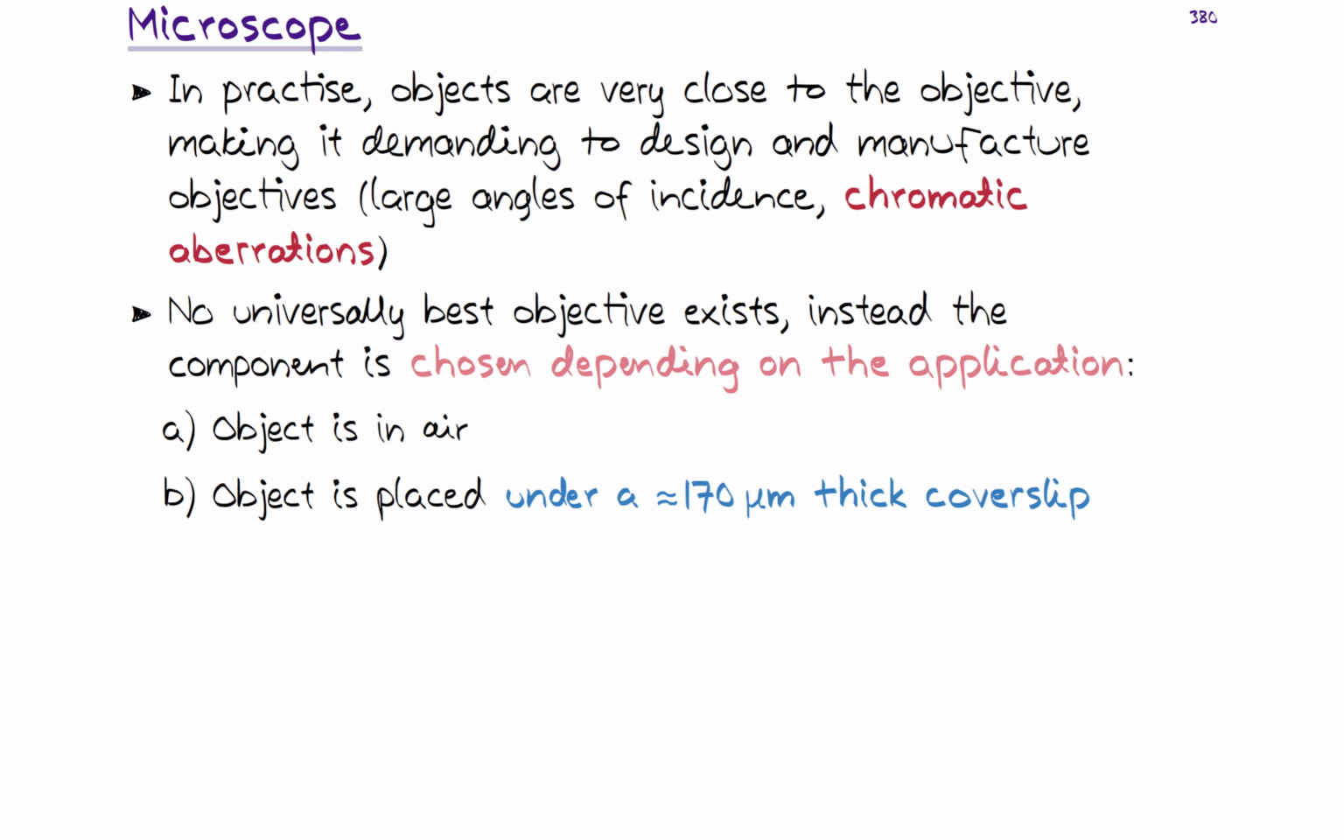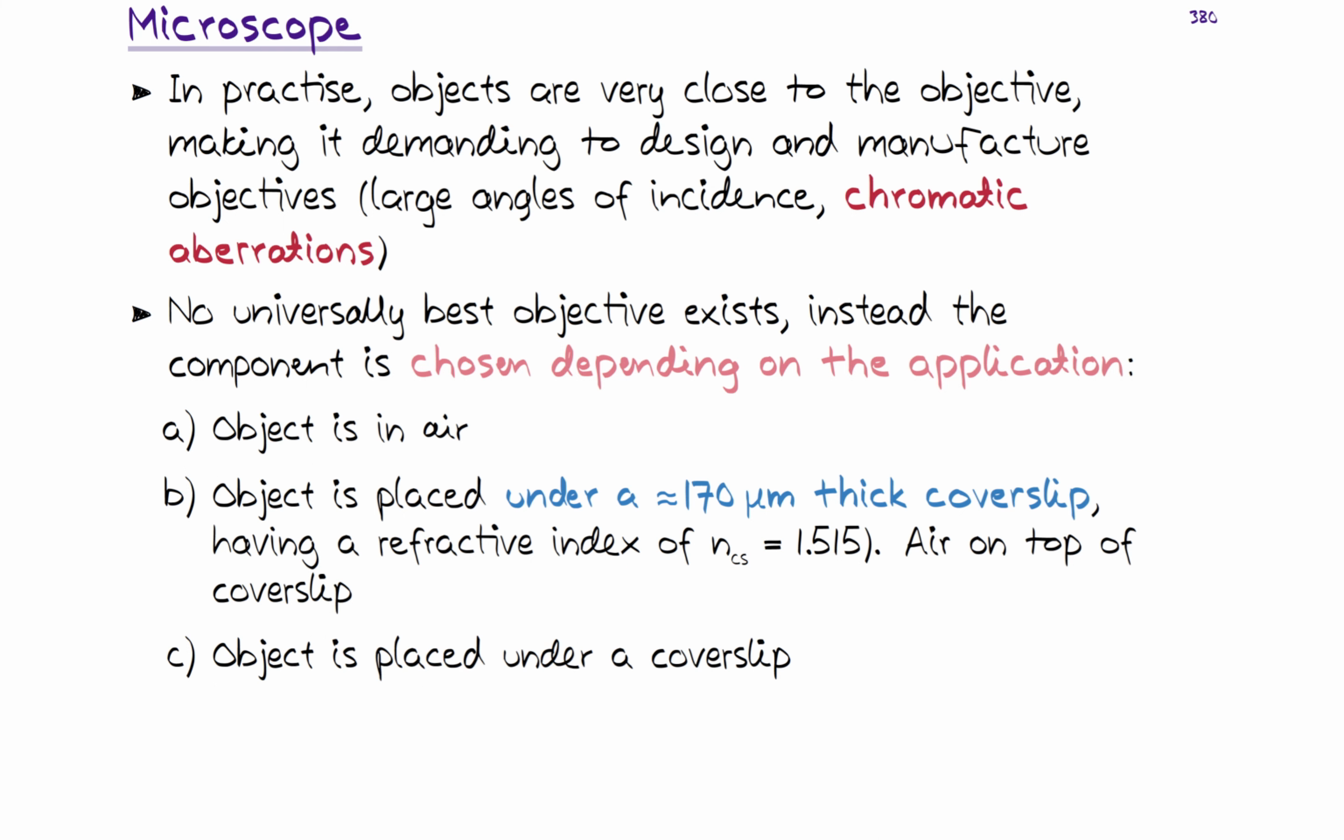When you are having an object in air, you could, for example, imagine a scenario where you want to inspect human skin right on, and you don't want to do any sample preparation. You rather want to just directly image the skin of your patient, and then you would have this configuration. The object would be in air. Then you have the possibility that you actually have a sample, you prepare it, and then it will be behind these cover slips. And this will affect how the image will be formed.